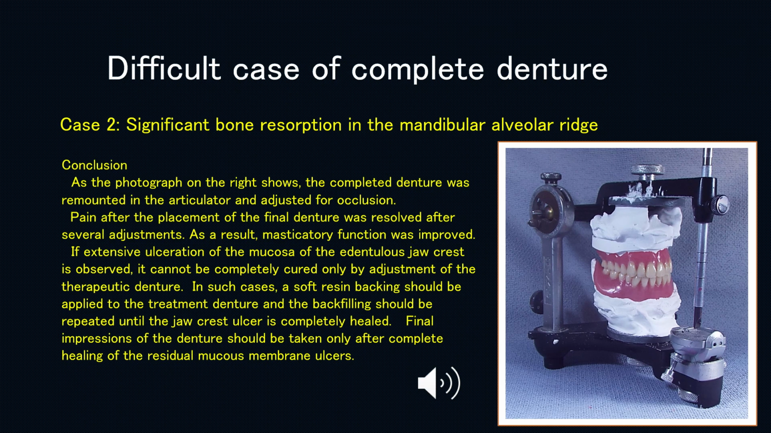If extensive ulceration of the mucosa of the edentulous jaw crest is observed, it cannot be completely cured only by adjustment of the therapeutic denture. In such cases, a soft resin backing should be applied to the treatment denture, and the backfilling should be repeated until the jaw crest ulcer is completely healed. Final impressions of the denture should be taken only after complete healing of the residual mucous membrane ulcers.